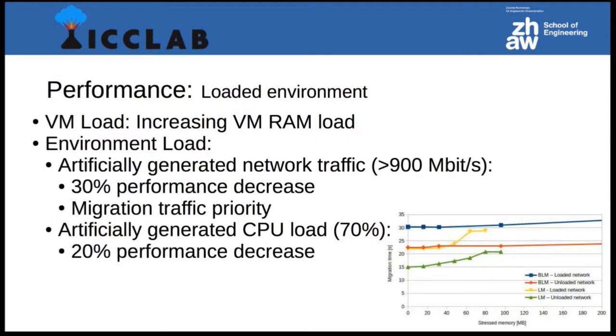We also tried to load the environment. With the environment load, we generated artificial network traffic, really high, 900 megabits per second, but the decrease in the performance of live migration was approximately 30%. And there's a question of migration traffic priority because the decrease wasn't so significant. And we also tried to artificially generate CPU load. We loaded some 70% of the cores, and we noticed a 20% performance decrease.